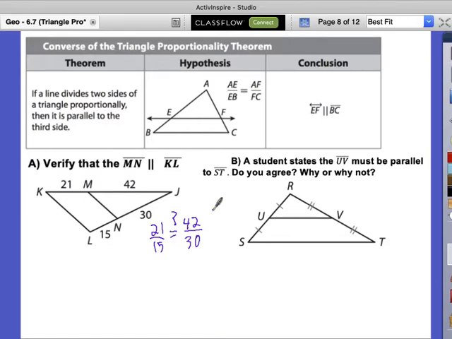21 over 15, we can work to simplify that, or we can push it into a calculator and have it do our work. Colton, what goes into both 21 and 15? Okay, 3 does go into it. So, how many times does it go into 21?